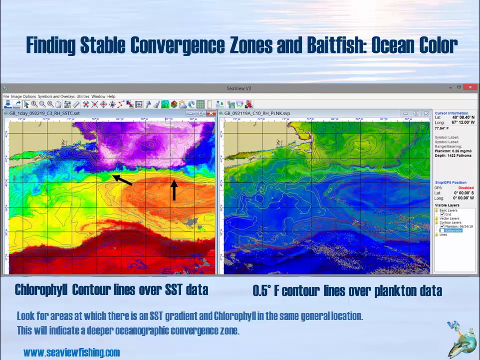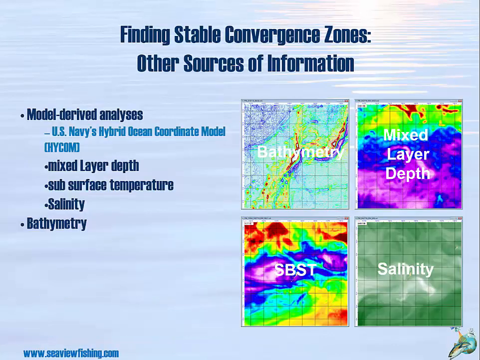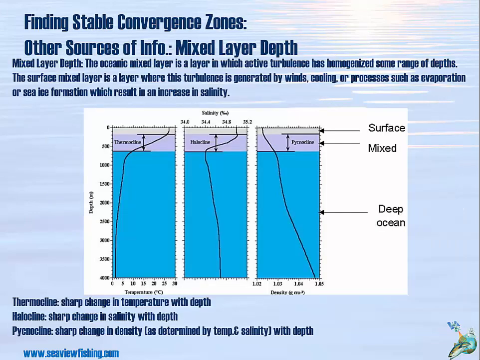So, now we have shown you the more commonly used data types for locating productive fishing grounds: sea surface temperature, plankton, and sea surface height anomaly. Let's look at a few other sources of oceanographic data to include in your SeaView strategy: mixed layer depth, subsurface temperature, salinity, and ocean bottom topography, also known as bathymetry. Mixed layer depth can also help us locate stable oceanographic convergence zones where pelagic fish congregate.